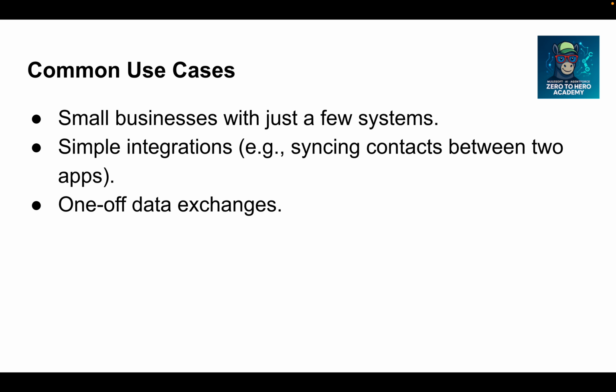But still there are a few common use cases. Small businesses with just a few systems can use point-to-point integration. Simple integration: if you have a simple integration or just a few systems, right, if you want to sync contacts between two apps, in that case you can go with point-to-point integration. But in recent times, most people are using some kind of middleware for managing the communication between multiple systems. Data exchange, we have already discussed this. Basically it exchanges the data directly between the systems without any middleware, correct?